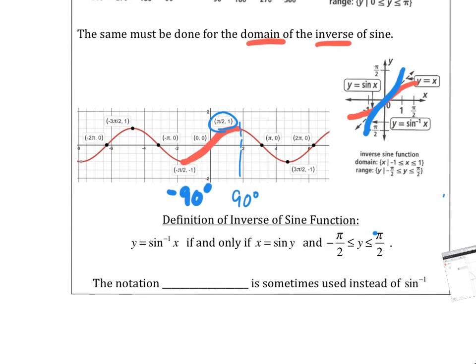All right, so we just wanted to point out that our domain is limited. By definition, the inverse of the sine function says this: sine to the -1 of x, also known as the inverse of sine of x, if and only if x is the sine of y, and we're limiting our domain here. We also say arcsine. You will see that.